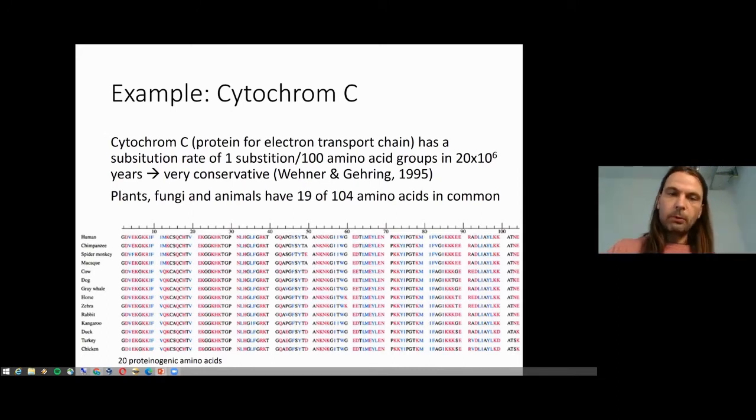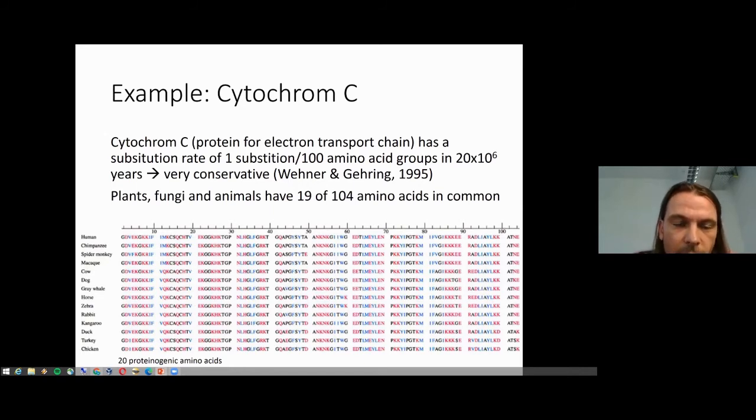And the protein is made up of 104 amino acids. Plants, fungi, and animals which have been sequenced for these amino acids show that 19 of them are still in common. That shows us that there is this interrelationship between all these organisms. If you look in detail at the first 4 groups, if you look carefully at the sequence for humans, chimpanzees, spider monkeys, and macaque, where each letter denotes 1 amino acid, you will see there's no difference between humans, chimpanzees, and macaques. There's a difference with spider monkeys.